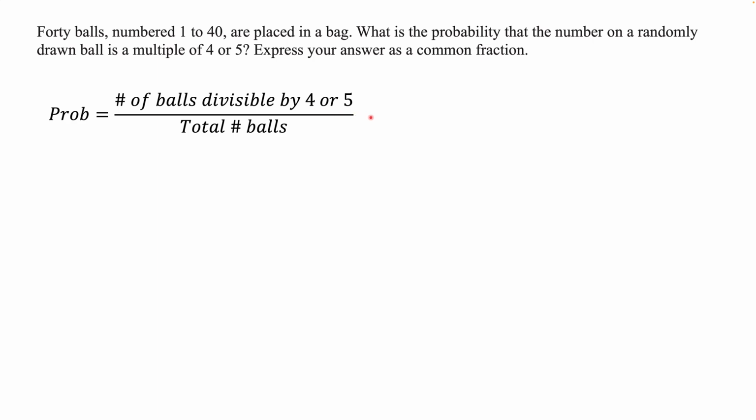First, let's look at the balls that are divisible by 4, right? So, if you're asking for a number that's divisible by 4, that number could be represented as 4 times n, where n is an integer. In our case, this 4 times n should be between 1 and 40, which means that n is a number from 1 till 10. Okay? So that means that there are 10 numbers that are divisible by 4.